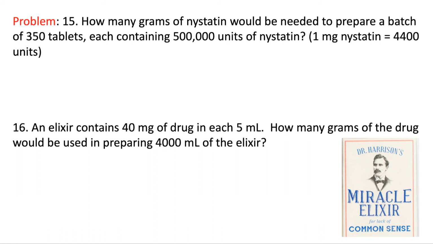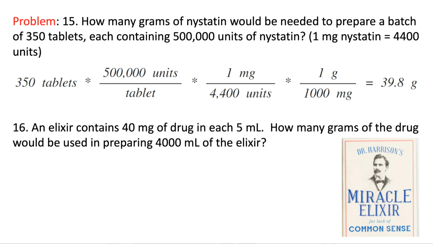Not all drugs are based off of weight in terms of their dose. Sometimes we'll say how much of a drug we need based off of its units of activity. And nystatin is just one such drug. Okay? So in the end, we're trying to calculate grams, though, and we want to know grams of nystatin to prepare a batch of 350 tablets. So let's start with what we're trying to make, which is 350 tablets. Let's take one step at a time. We want to make 350 tablets that have a concentration of what? It would need to have 500,000 units of nystatin per tablet.